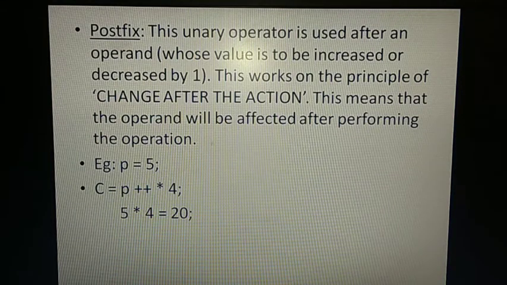The example is here: p equals 5, p plus plus into 4 is given. With p equals 5, it will use the same value of the variable, that is 5, because the change happens after the action has taken place. So 5 into 4, that is 20.